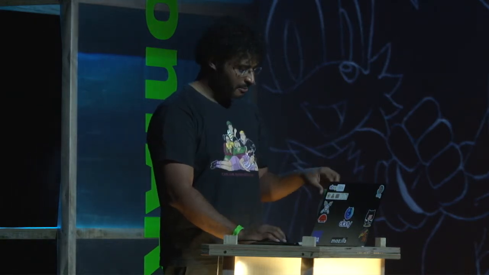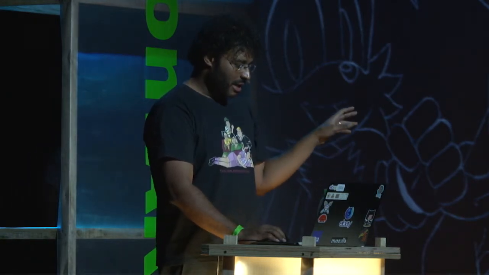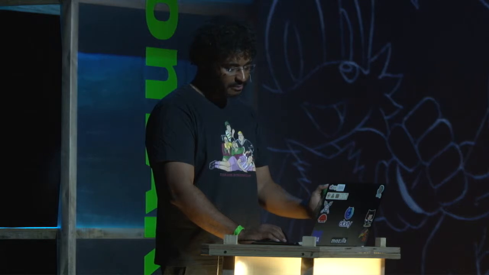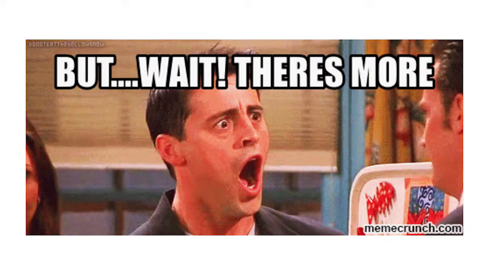Let's see more examples. So as you can see there, it becomes clear to the developer how to bind arbitrary parameters without adding any extra code to handle that. It's just like replacing the token in different places. But wait, there is more.